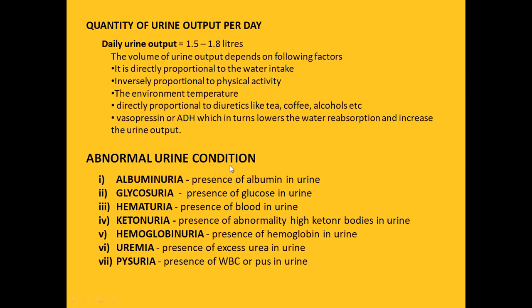Now coming onto the topic, abnormal urine conditions. Number one is albuminuria, albumin in urine. It is also known as proteinuria. Glycosuria, presence of glucose in urine. Hematuria, presence of blood in urine. Ketonuria, presence of high ketone bodies. I made a typing mistake here. Hemoglobinuria, presence of hemoglobin in urine. Uremia, presence of excess urea in urine. Pyuria, high presence of WBC or pus in urine.